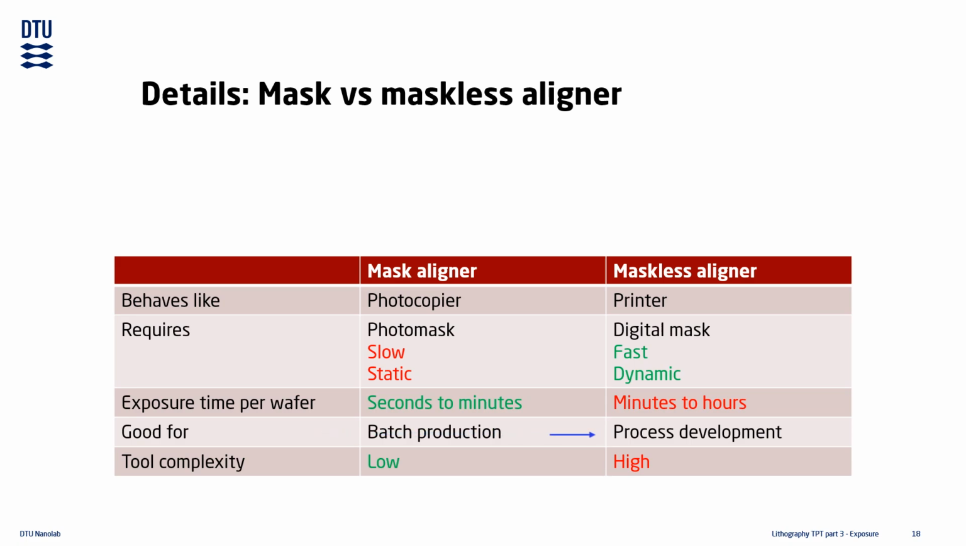The complexity of the mask aligner is low. It is basically comparable to a simple lamp, which is turned on and off. The complexity of the maskless aligner is high, with many complicated parts that need to work together in a tightly controlled way for the tool to work properly.